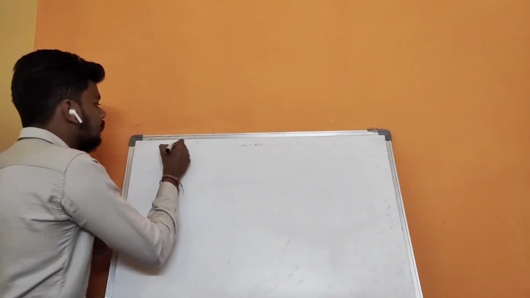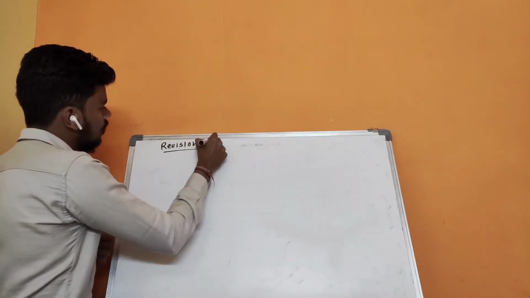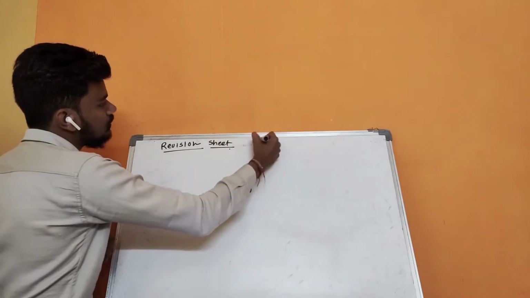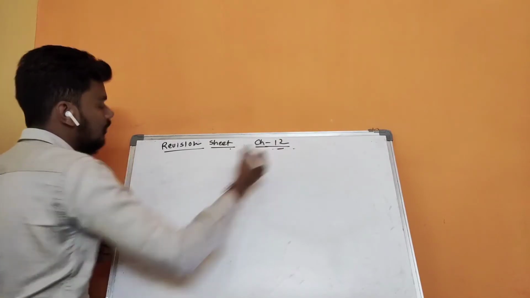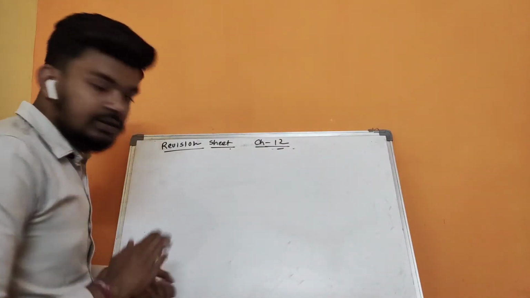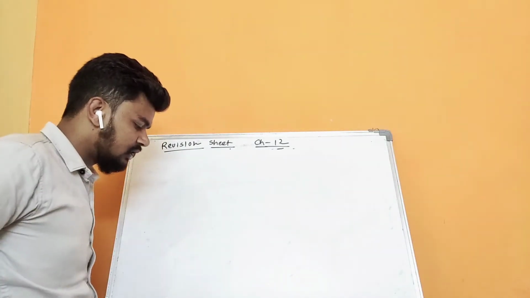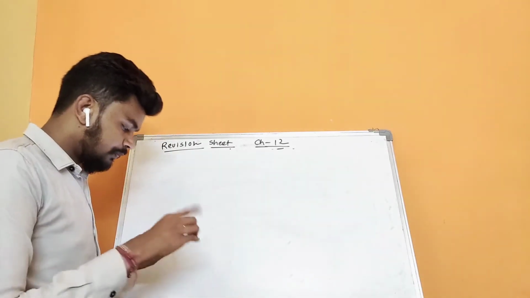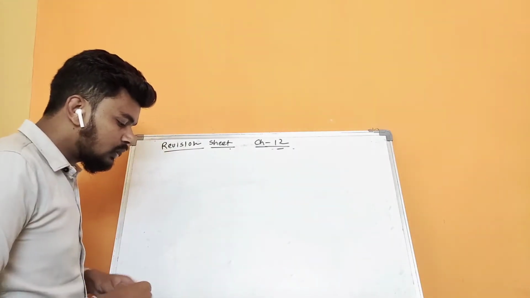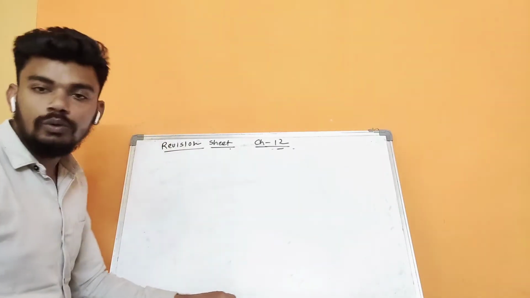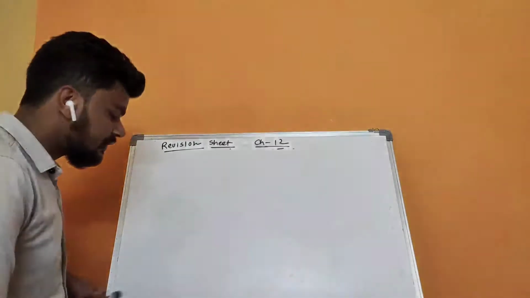Okay, so revision sheet, chapter number 12, Time. Okay, let's start with the first question. The first question is: convert the following. So that means we have to convert in this one. Again, the convert questions are there. Let's start with the first one.